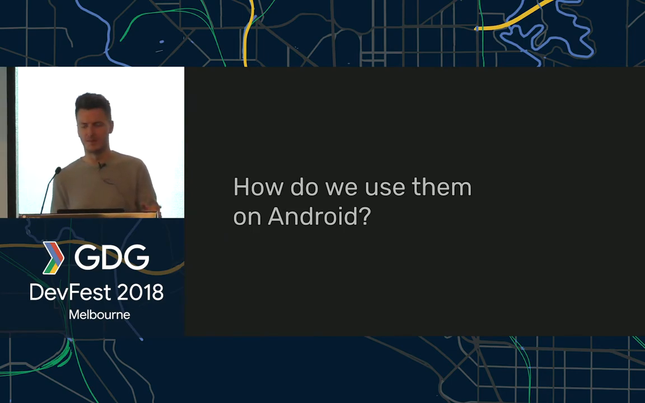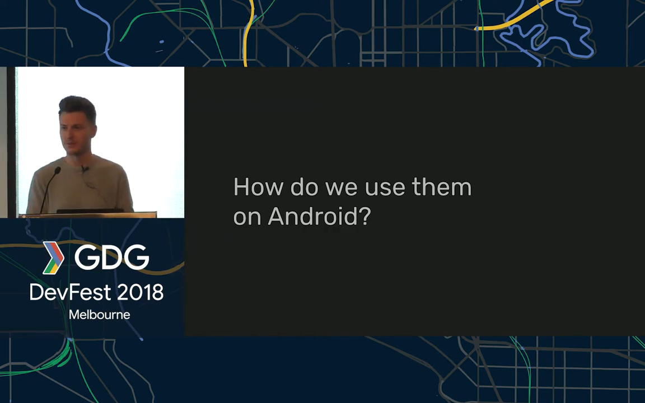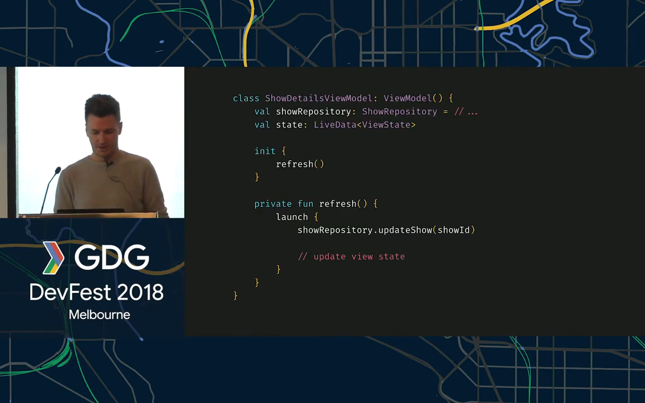So that's a little bit about the background of coroutines. I haven't gone too deep on it because you only really need to launch and async stuff for now anyway. So how do you actually use them on Android? That's the more important thing here.